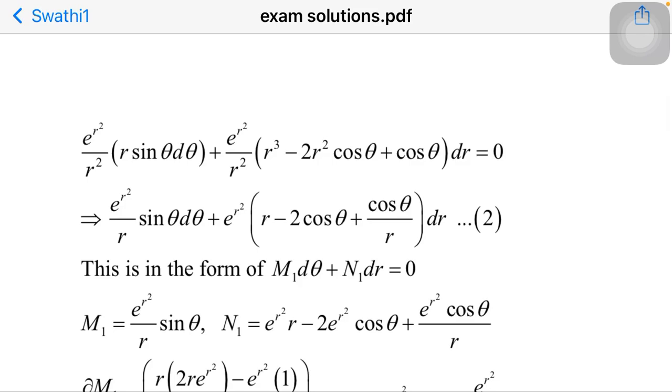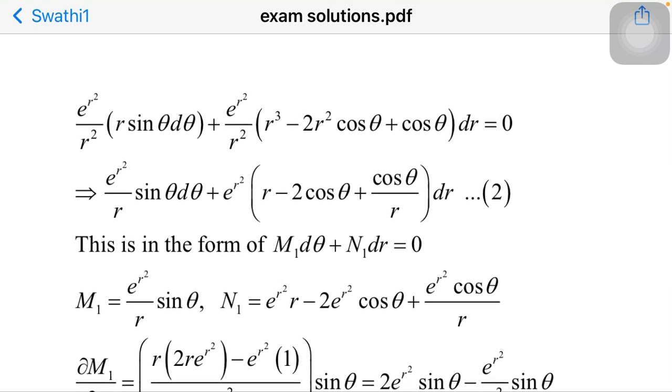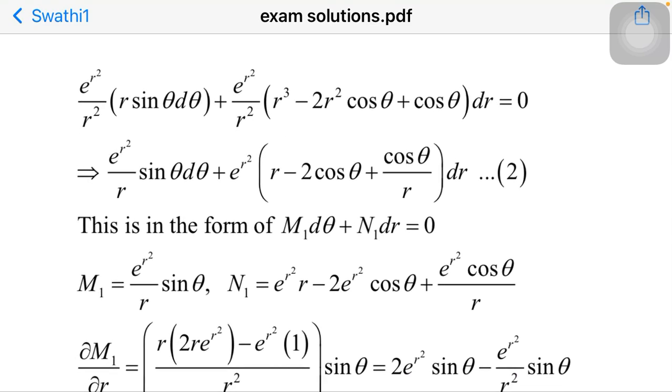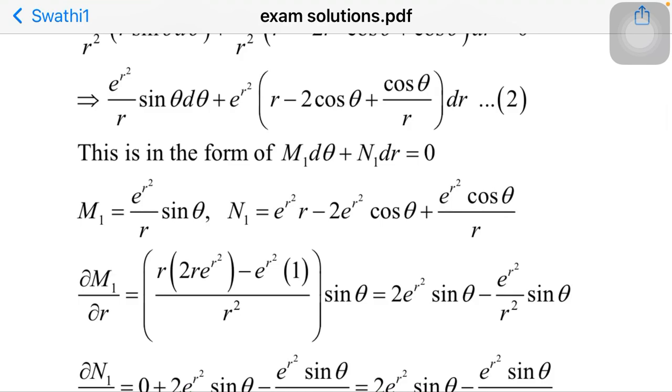So this is e power r square by r square into this plus e power r square by r square into (r cube minus 2r square cos theta plus cos theta) dr equal to 0. After simplifying, you get e power r square by r into sin theta d theta plus e power r square into (r minus 2 cos theta plus cos theta by r) into dr. You say this is equation 2.